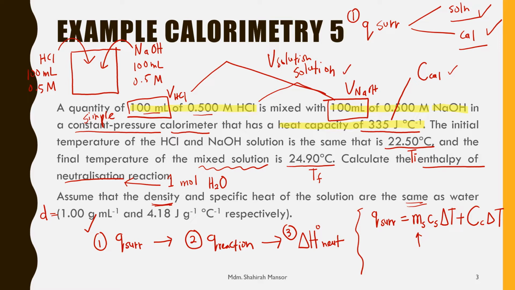So once dapat mass of solution, nilai specific heat capacity of the solution pun akan menggunakan nilai seperti water, which is here. And for the value of delta T will be T final minus T initial. Nilai capital C of calorimeter pun kita ada from the soalan. Delta T value here will be the same like the previous one. So awak akan dapatlah nilai untuk Q surrounding. So now let's do the calculation.